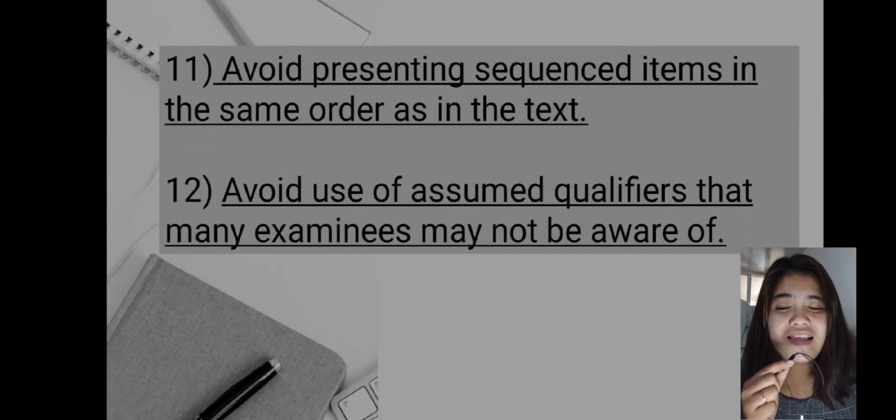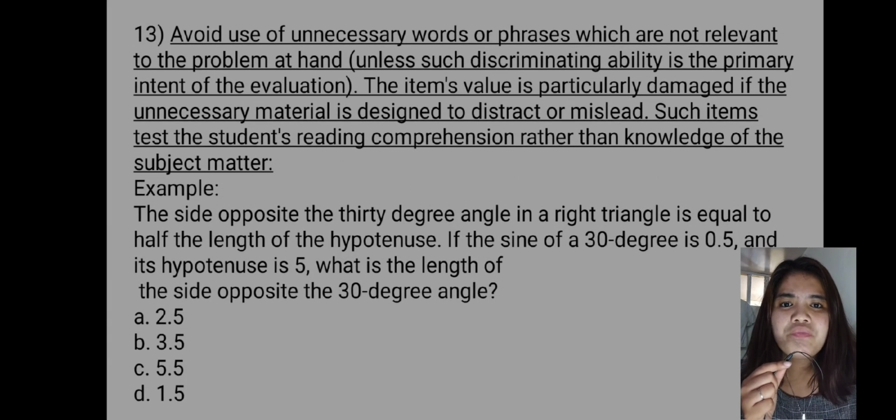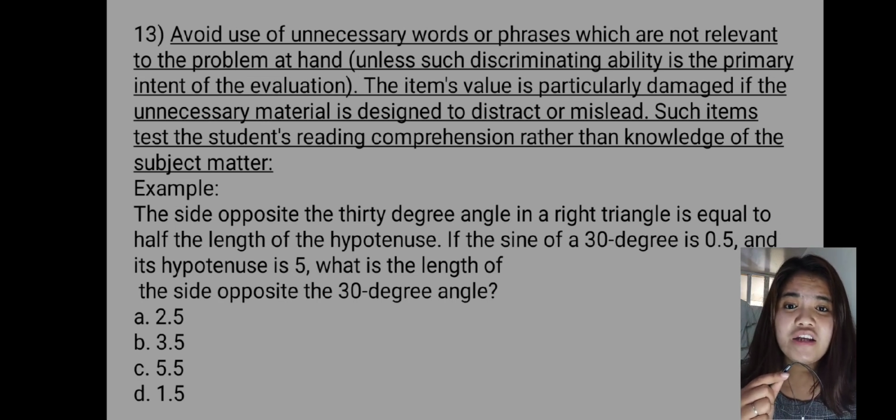11. Avoid presenting sequence items in the same order as in the text. 12. Avoid use of assumed qualifiers that many examinees may not be aware of. 13. Avoid use of unnecessary words or phrases which are not relevant to the problem at hand, unless such discriminating ability is the primary intent of the evaluation. The item's value is particularly damaged if the unnecessary material is designed to distract or mislead. Such items test the student's reading comprehension rather than knowledge of the subject matter.